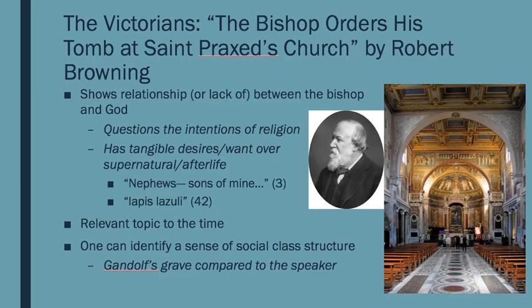It questions the intentions of religion. This bishop in this poem is a man of God, yet in line 3 of the poem, he is speaking of illegitimate children that he's had over the years. And it also shows that he has a tangible desire and want over the supernatural or afterlife. This man is not thinking about the time he's going to be spending eternity with God.